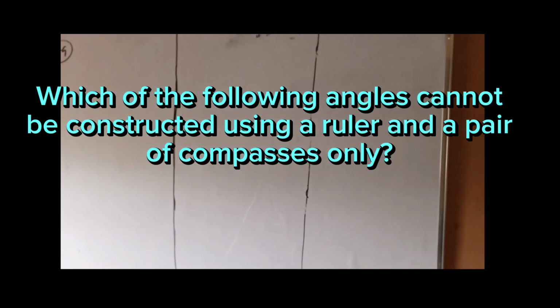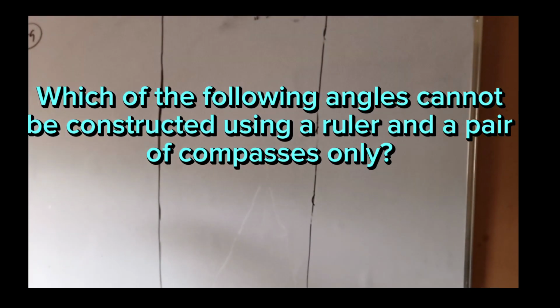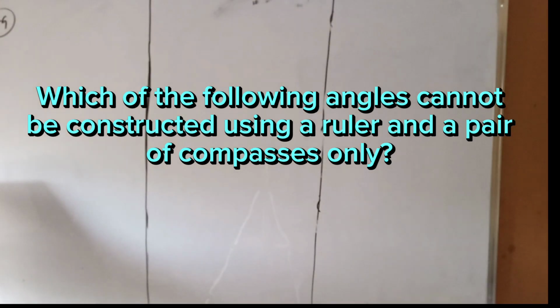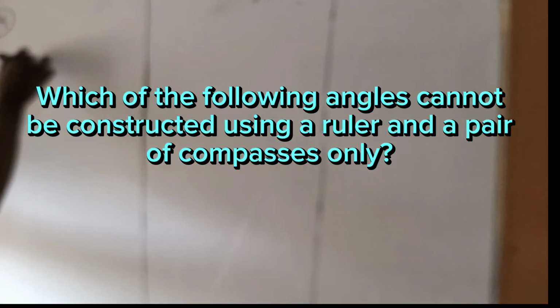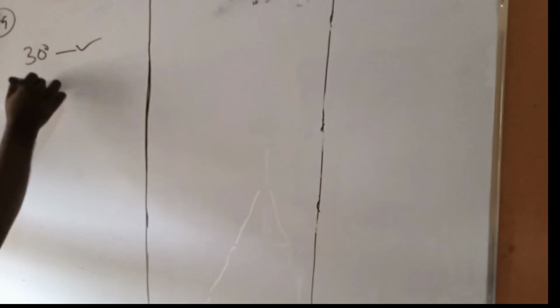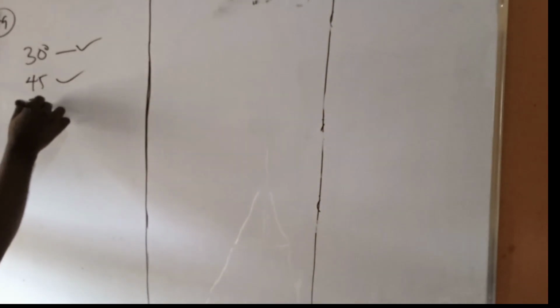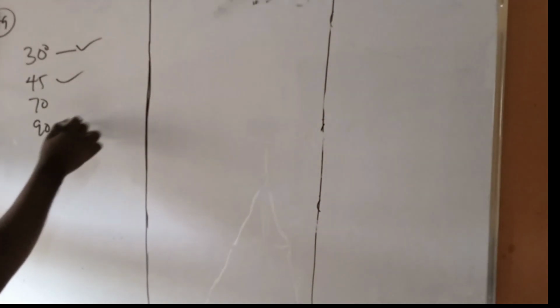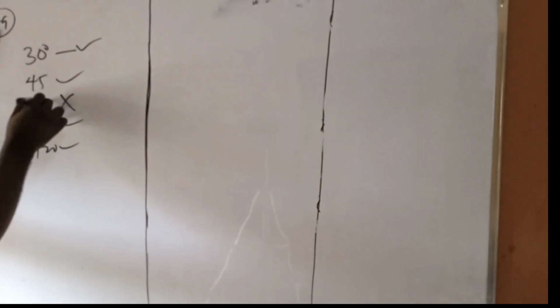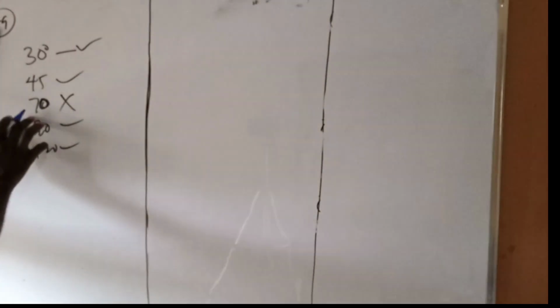So question 49. Which of the following angles cannot be constructed using a ruler and a pair of compasses only? So we can construct 30 degrees with that. This is correct. 45 we can use it. 90 we can use it. 120 we can use it. So the answer is this. We can't use a pair of ruler and compasses to construct 70.